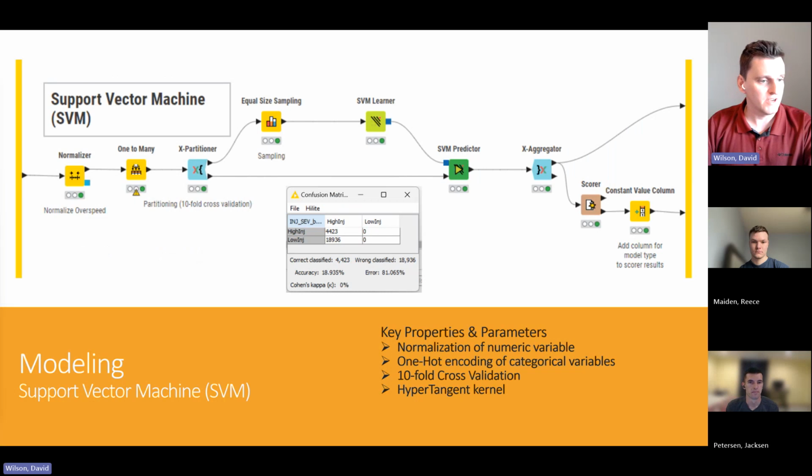We also created a support vector machine. It uses the normalizer like before on the overspeed variable with -1 to 1 min-max normalization. We do one-hot encoding on categorical variables using the one-to-many node. We incorporate tenfold cross-validation, and the support vector machine learner uses the hypertangent kernel, a kappa of 0.1 and delta of 0.5. It produced a 18.9% accuracy.